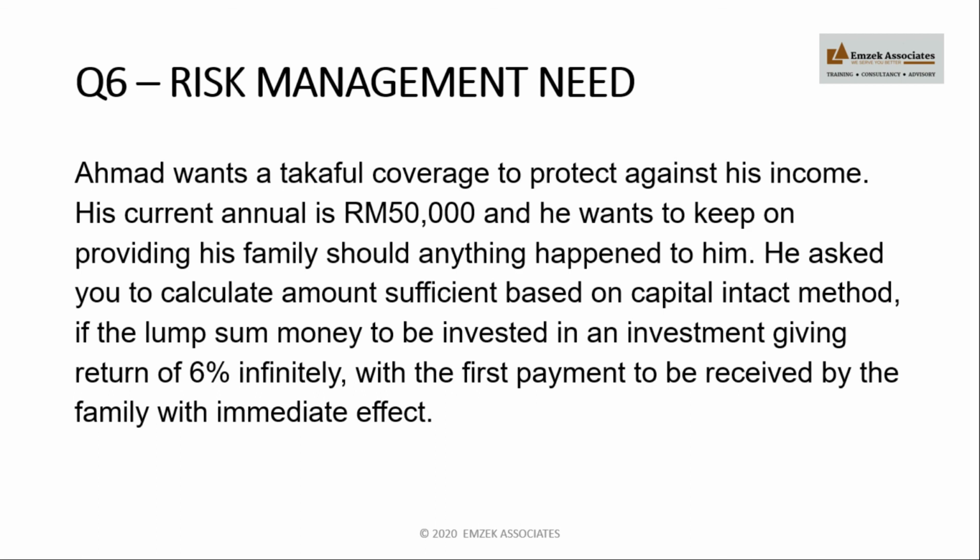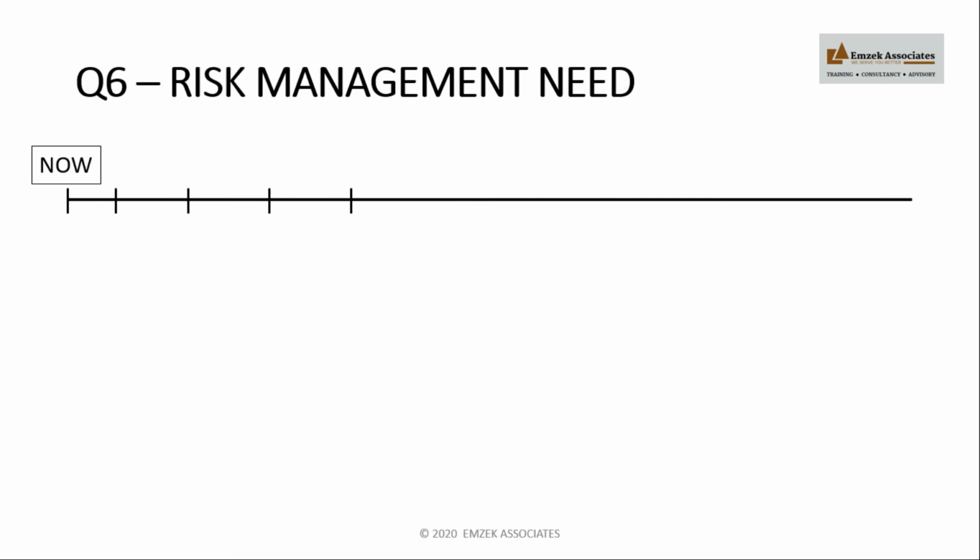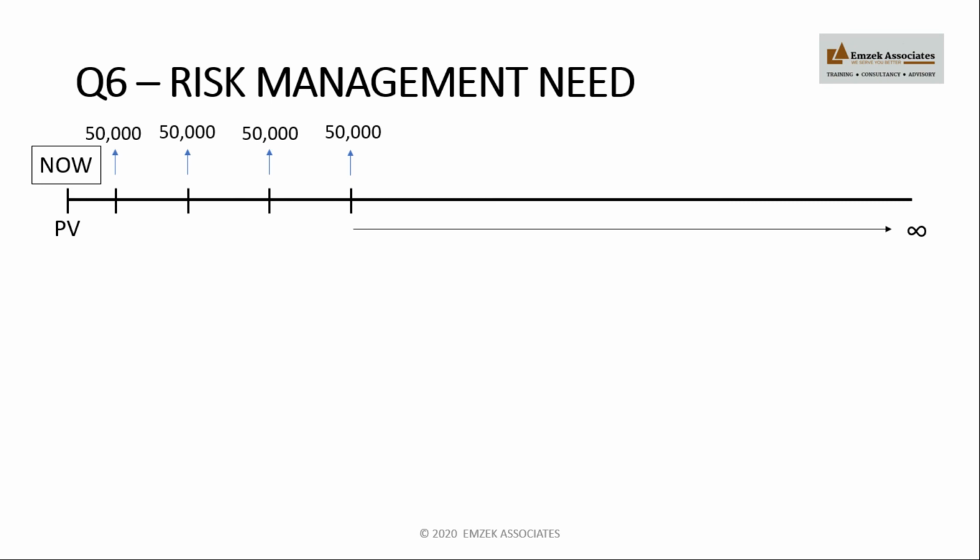The lump sum money is to be invested in an investment giving a return of 6% infinitely, that means there is no end, with the first payment to be received by the family with immediate effect. Immediate effect means that we need to use begin mode. So we need to draw a timeline again. He needs to provide the family with 50,000 a year forever. What you need to find is the lump sum, the PV, the present value, which is the coverage amount. So the 50,000 becomes PMT.